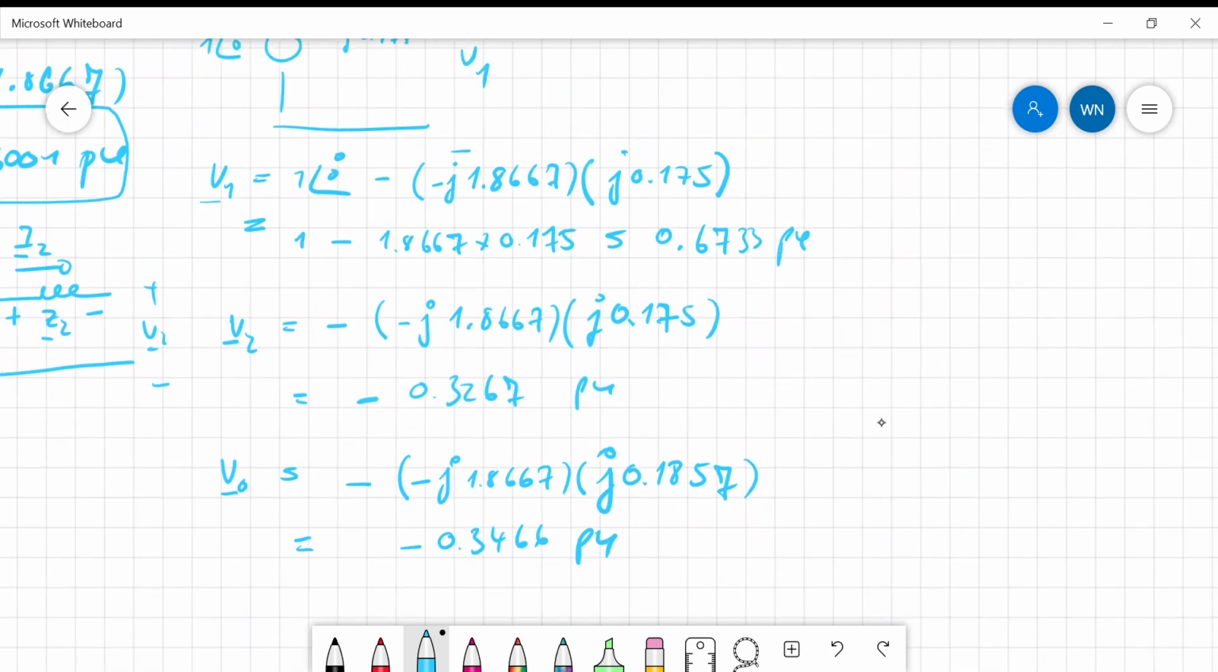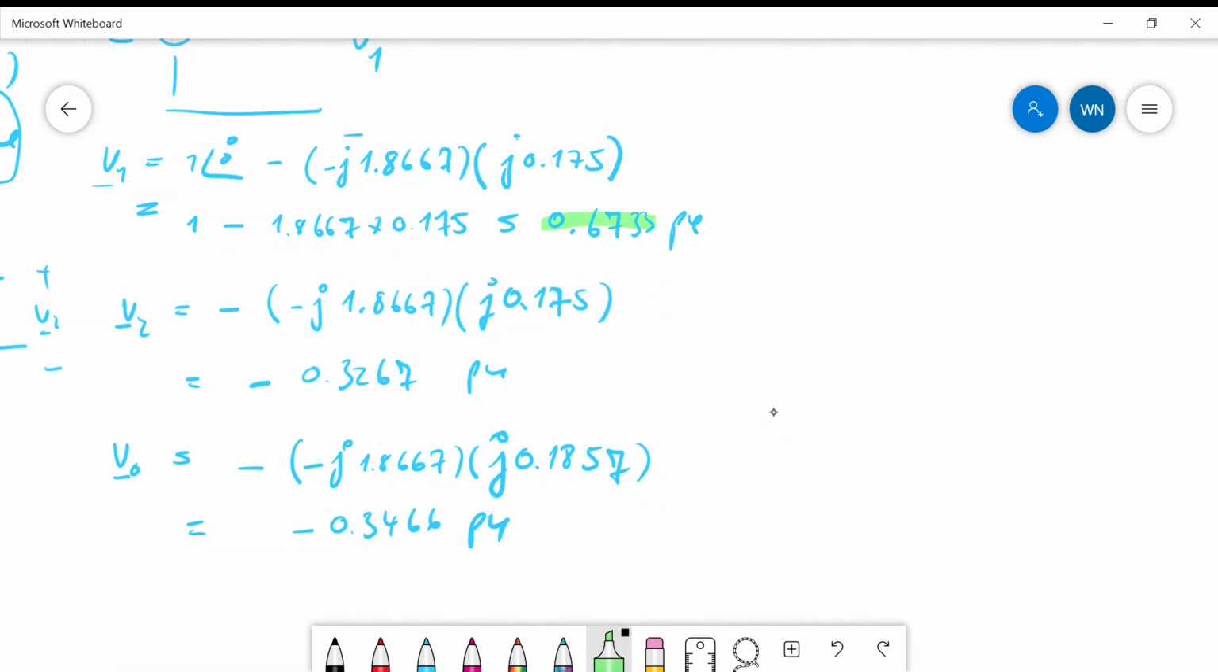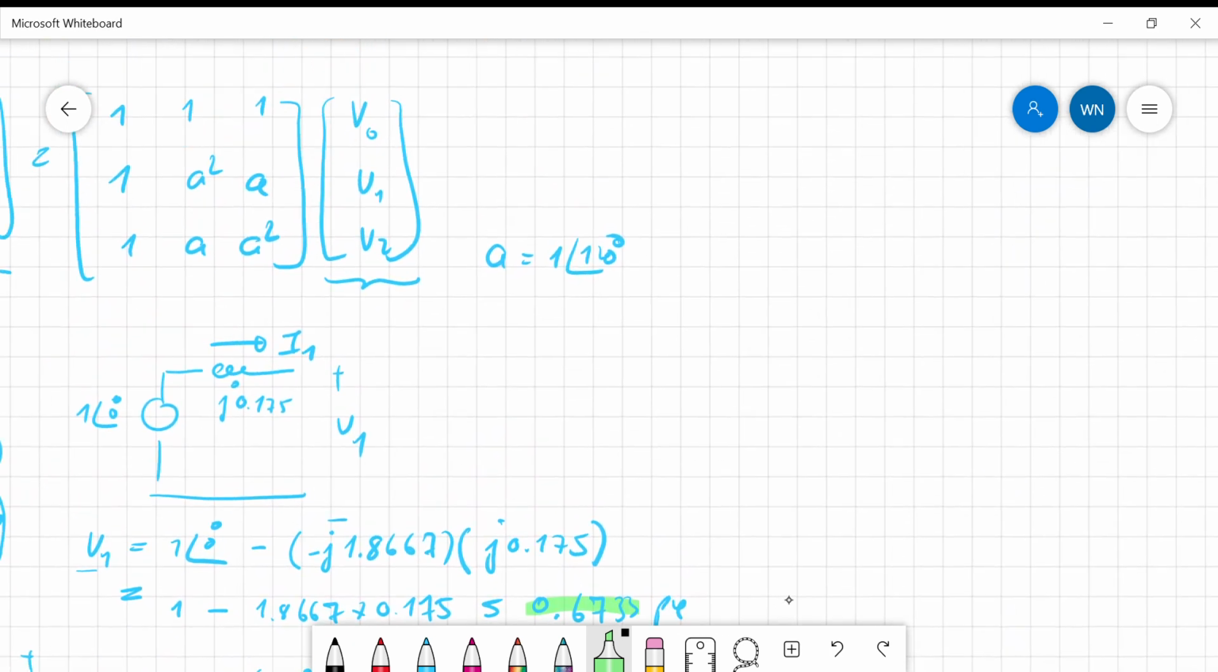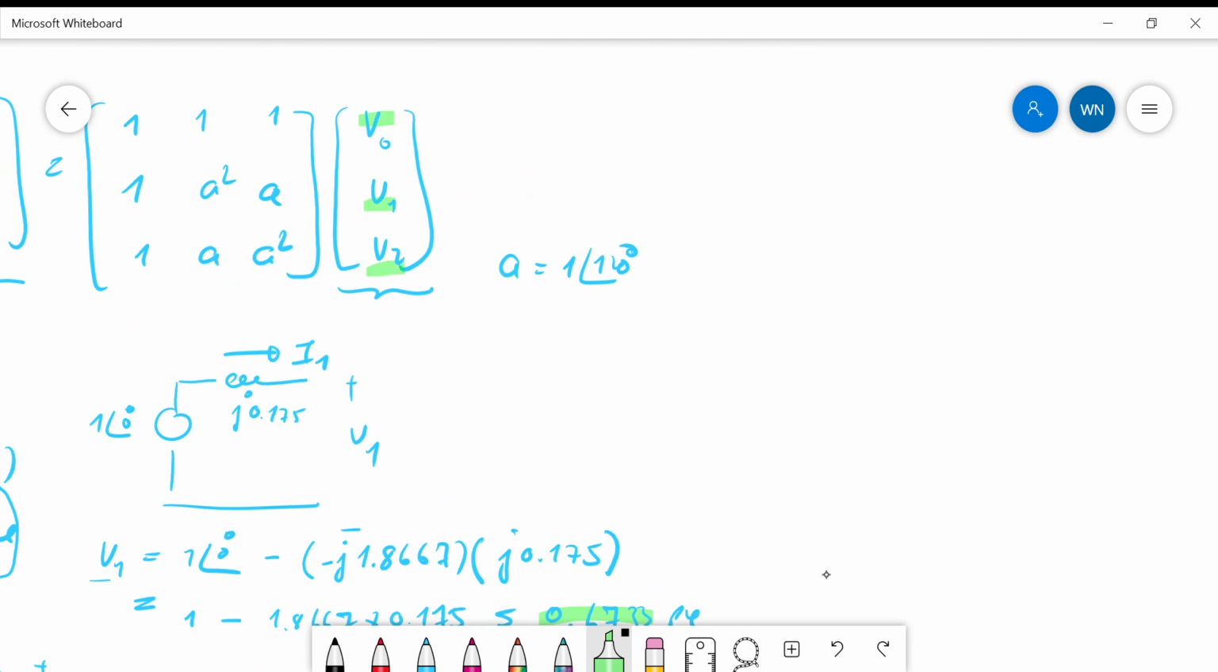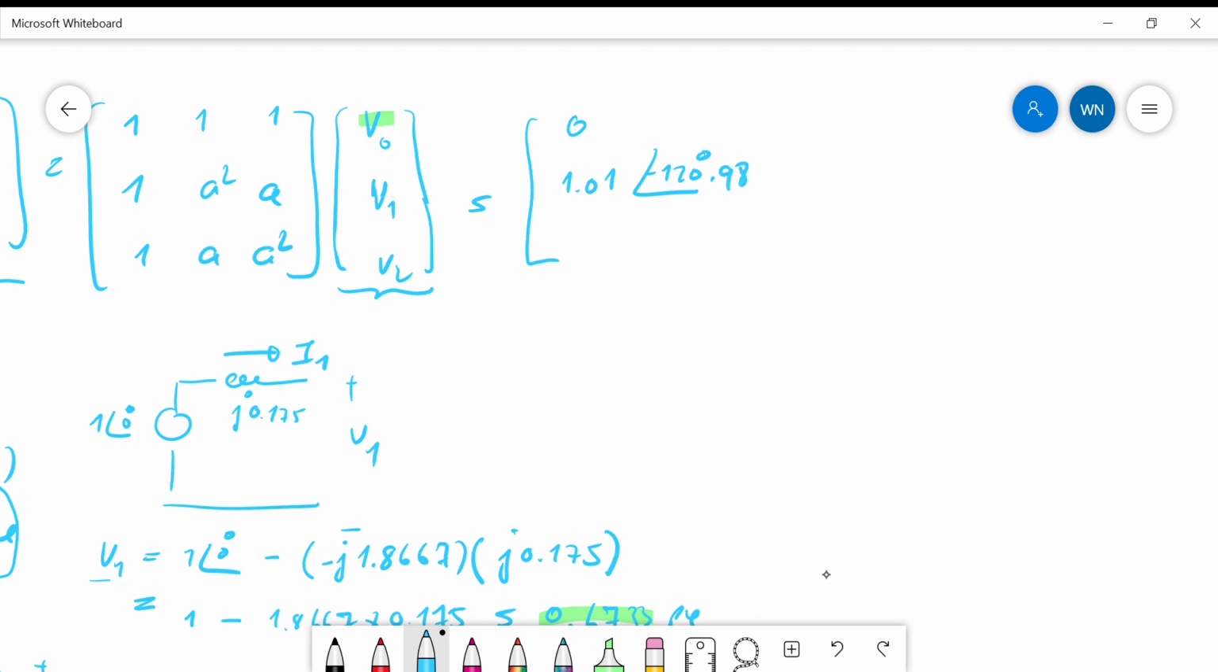Having these three figures, you put these three numbers into the right side of this equation, so you can find VA, VB, VC. Plug in these figures, and the final values would be: 0.6733 pu in real quantity for VA, 1.01 angle of negative 120.98 degrees, and the same 1.01 but a different angle, 120.98 degrees. This is in pu.